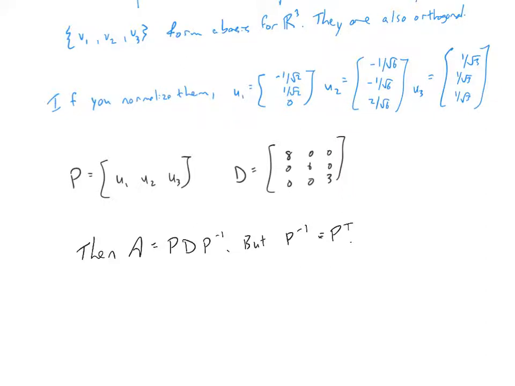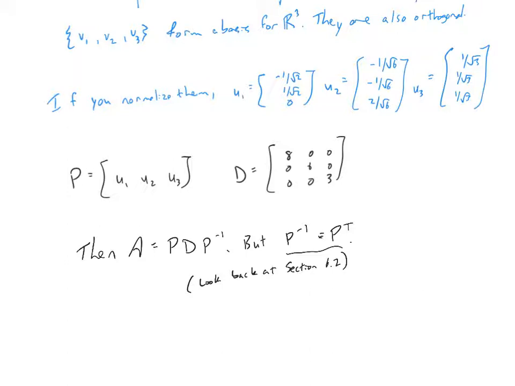So if you are not seeing that connection, that's okay. What you can do is look back at section 6.2, and that's where that relationship was established. So for P inverse, I don't need to do any additional computations or even button pushing to find that. It is just the same as the transpose of P.